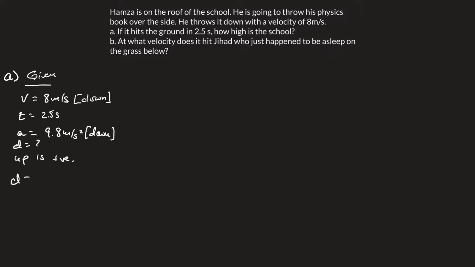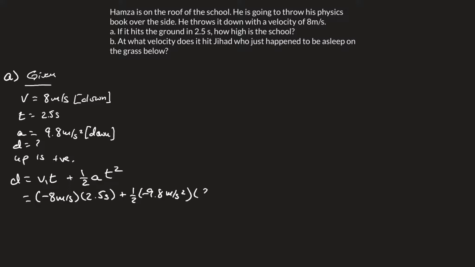So we have an equation, d is equal to our initial velocity times time plus 1/2 of our acceleration due to gravity times time squared. Keep in mind that anything that's in the down direction has to be given a negative sign. So this tells us that our v1 is negative 8 meters per second. Time is 2.5 seconds, plus 1/2 of negative 9.8 meters per second squared times time again, which is squared.